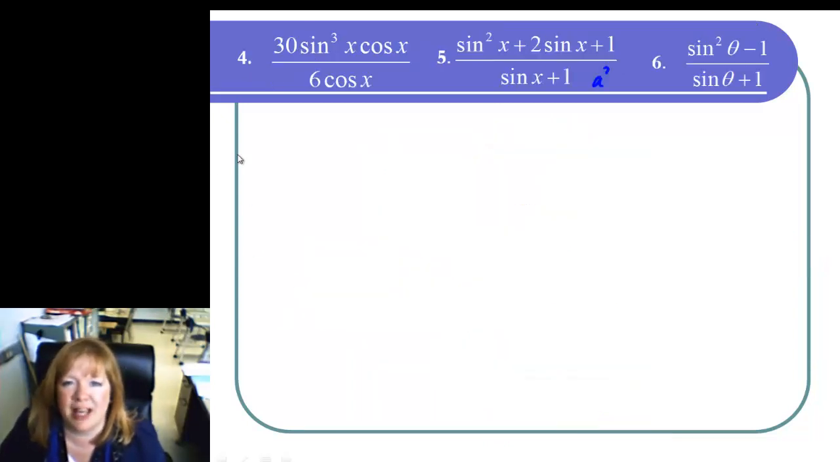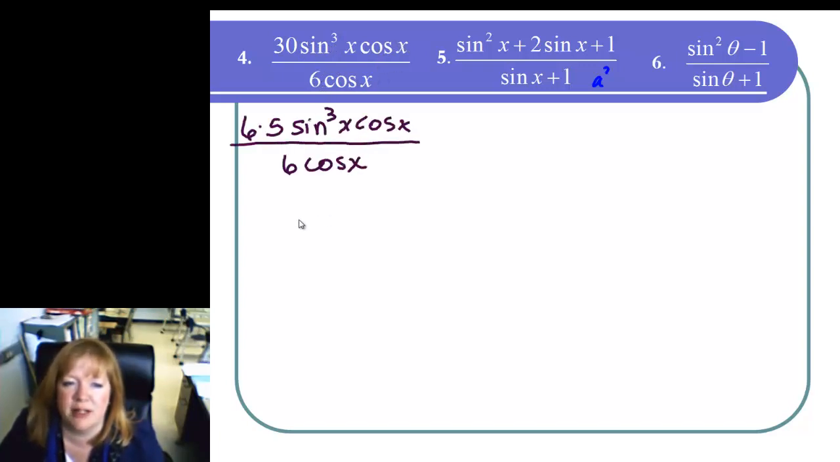Let's do some more slashing and burning. Oh, yes. So this first one, I've got 30 sine cubed x cosine of x over 6 cosine of x, and it's all a product, top and bottom, so we can definitely slash and burn. I'm going to separate things just so that you can see. 30 is the same as 6 times 5. You've got your cube, you've got your cosines and your cosines, 6s, slash them. Cosines, gone. And all I'm left with is 5 times sine cubed x.